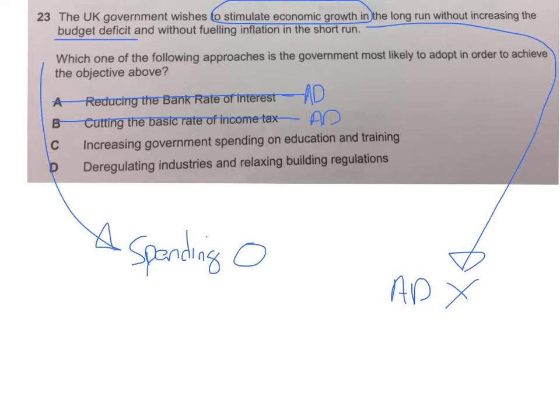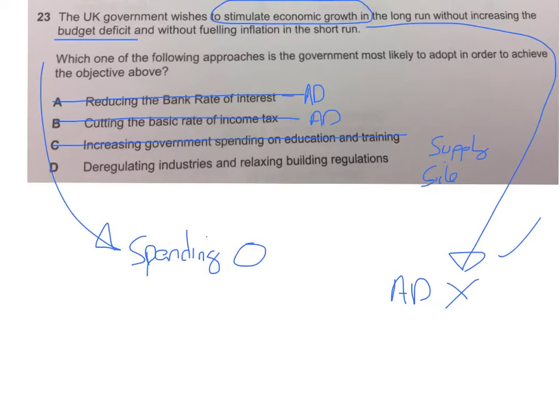So now we've got the last two policies. Both of these are supply side policies. So both of them don't cause inflation in the short run. So they're both okay on that side. So they'll be good on this side. The problem is, what do they need to do? They need to not spend anything. They could increase government spending on education and training. That would increase economic growth, but the problem is it would be expensive, so that's off.